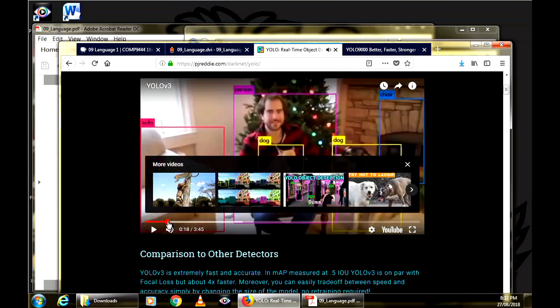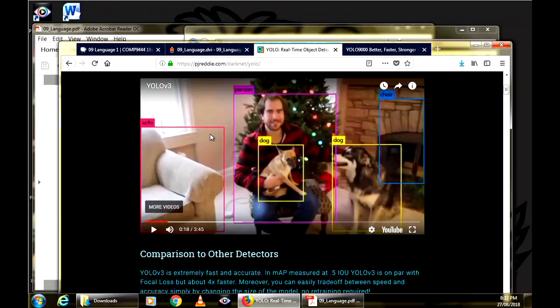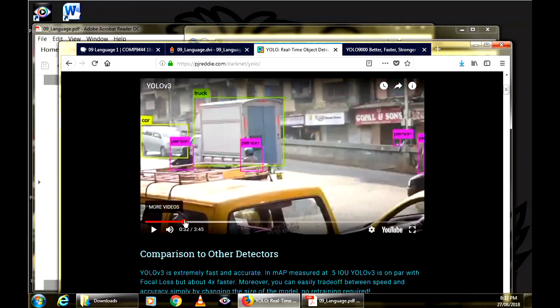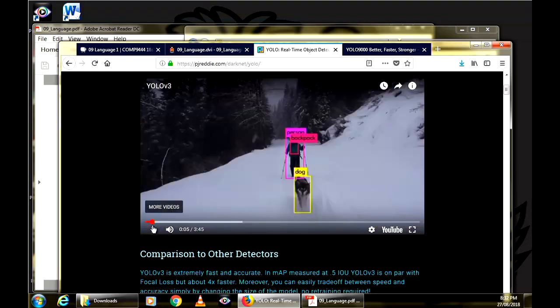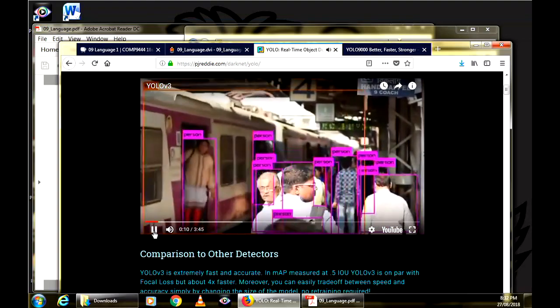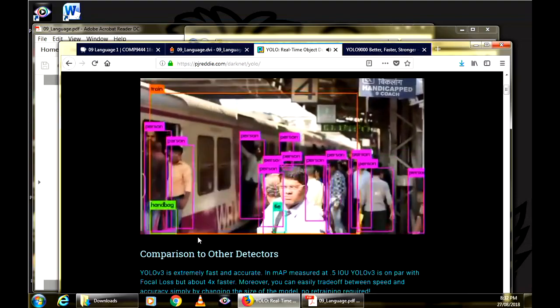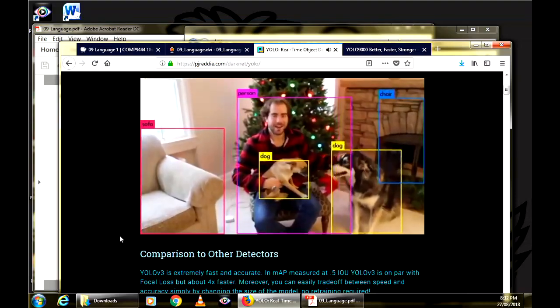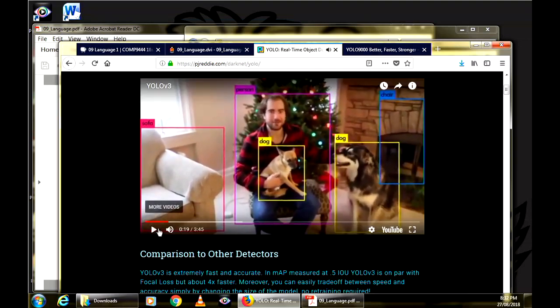There are a few videos of this, but this one is good because it shows quite a variety of different objects. You see here it's picking out a person and two dogs. And then here we've got a truck and a car and some people. And then people waiting for a train. It thinks that's a chair. Actually, that's not. It does look a bit like a chair, but it's not really. So it's not perfect.